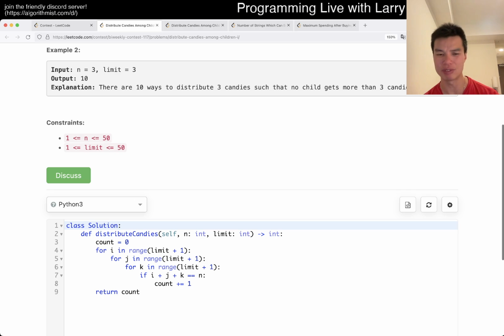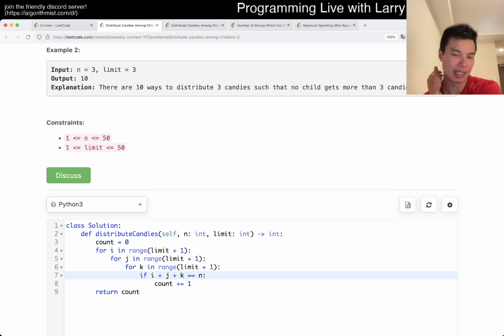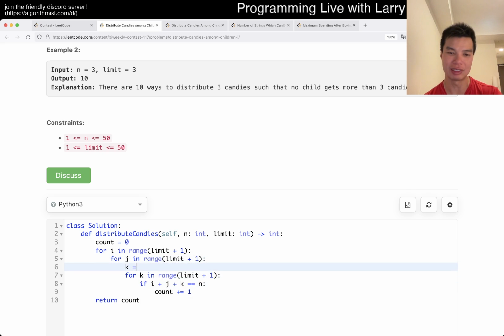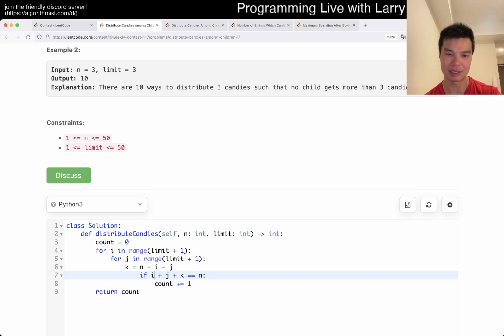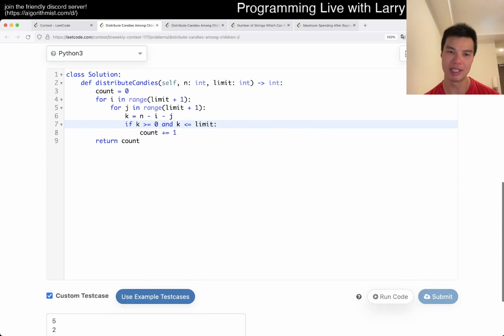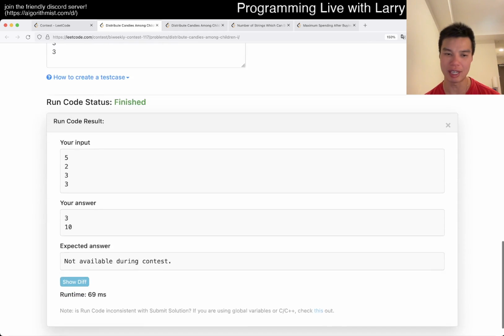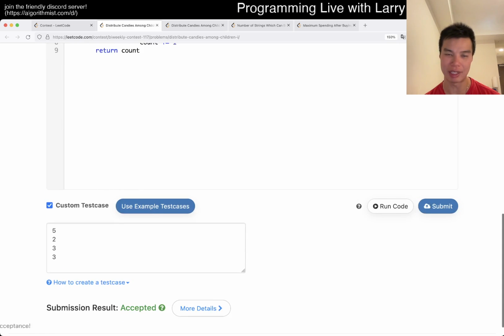You could also have done it with N, with an if statement, checking that everything is under the limit or something like that. Yeah, everything is good. And you could also obviously say that K is equal to N minus I minus J, and then you just have to check that K is less than the limit, so you could make an optimization that way. But for a limit equal to 50, it doesn't really matter, right?